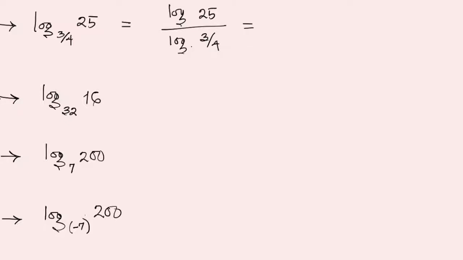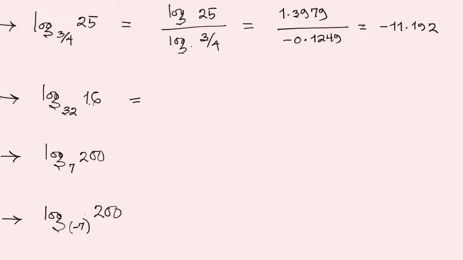And if you find the common log of 25, you would get 1.3979, and log of 3 over 4, which is 0.75, because this is a fraction, expect a negative number. Log 0.75 is minus 0.1249. And this is equal to minus 11.192.